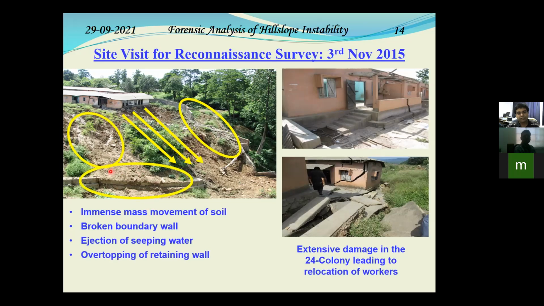Then we could see the retaining wall RW4, which was constructed at the very bottom, thinking of serving some protection, but it did not serve anything because the soil mass failed much above that and actually overtopped the retaining wall, and some portions of the retaining wall were washed away with the moving soil mass.